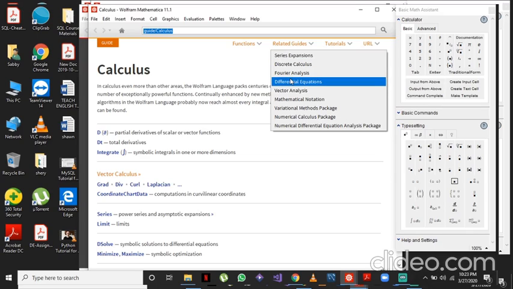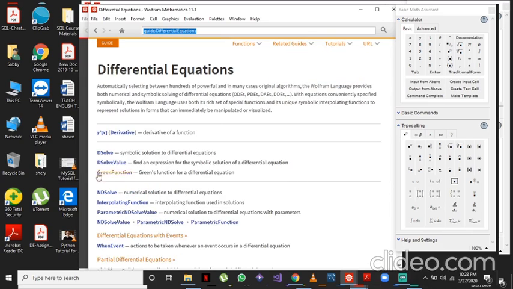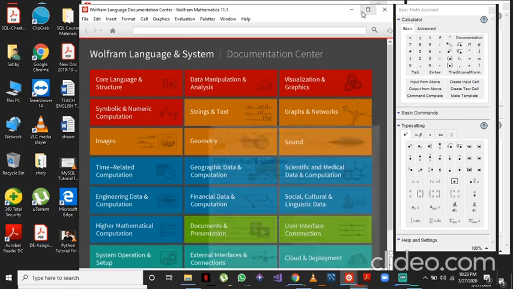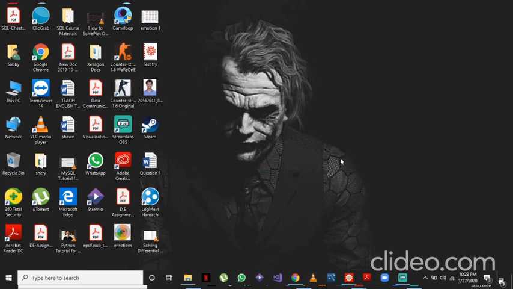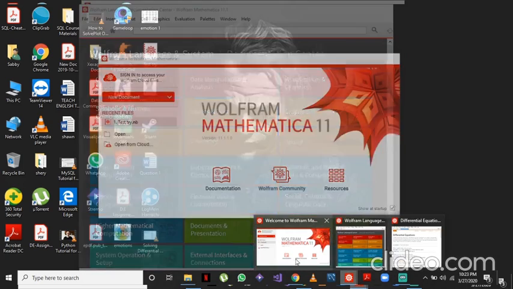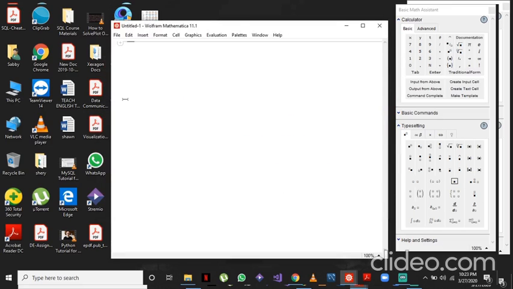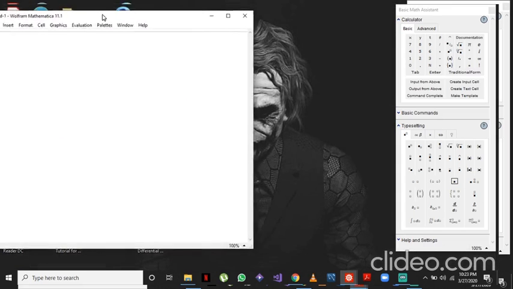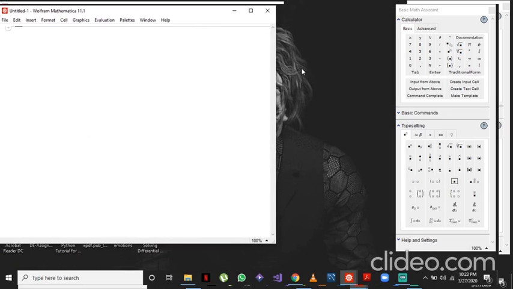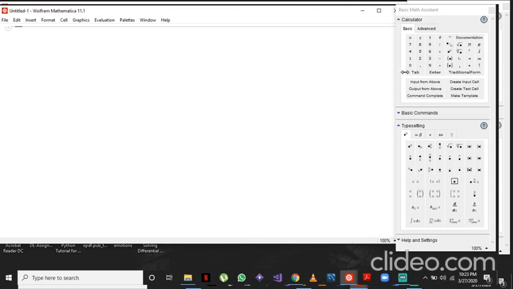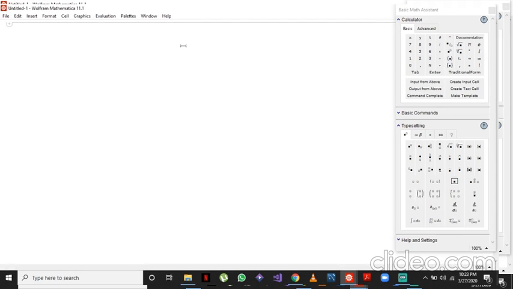If we click, it shows you the different topics that come under calculus, and these are all kinds of equations, like DSolve, Green functions. These are some basic things that are used to solve differential equations in Wolfram Mathematica. So I apologize, let me put it here, new document, and we are now going to use this document to help solve some differential equations, as we have started, some first order equations and some second order differential equations.